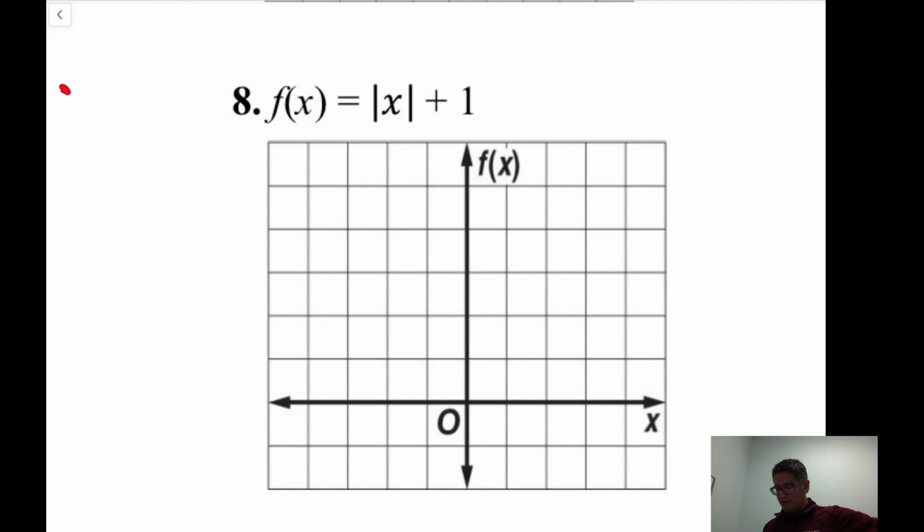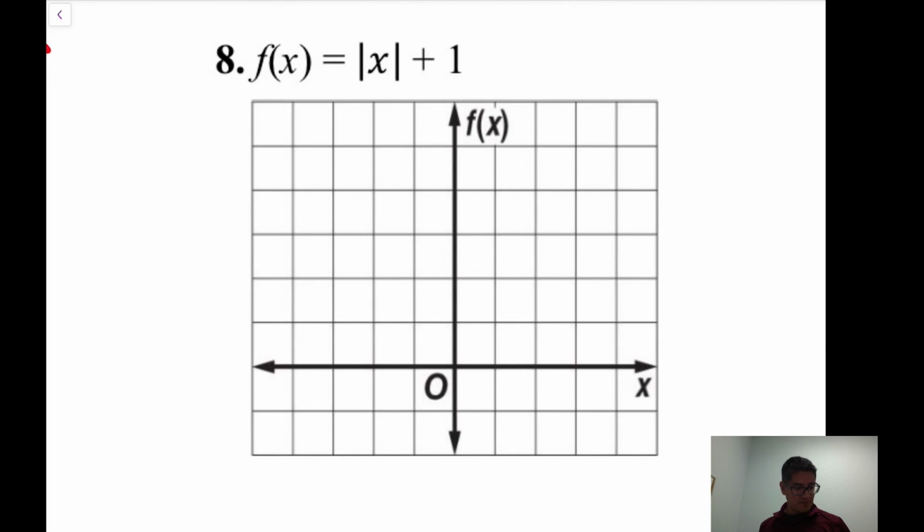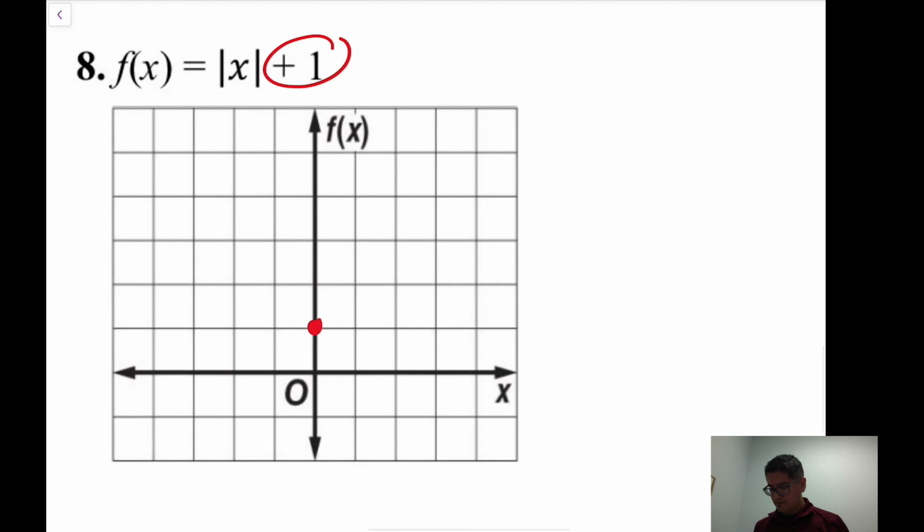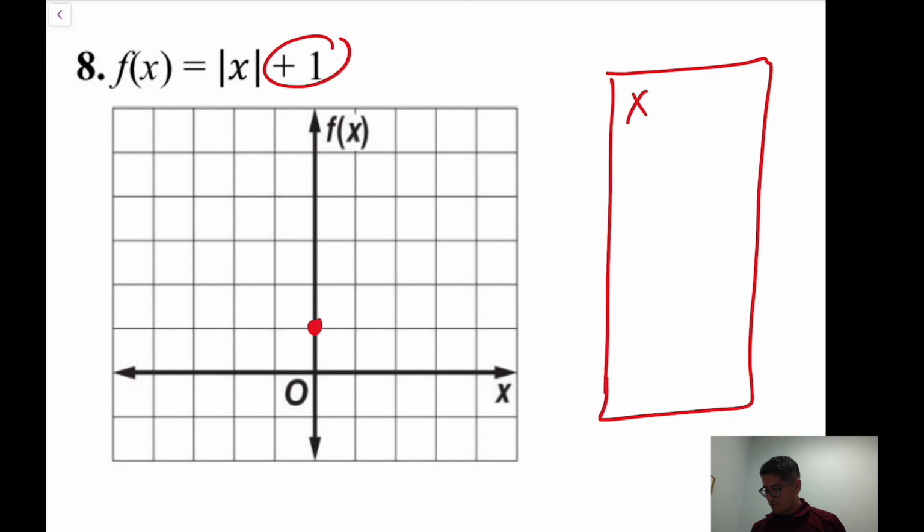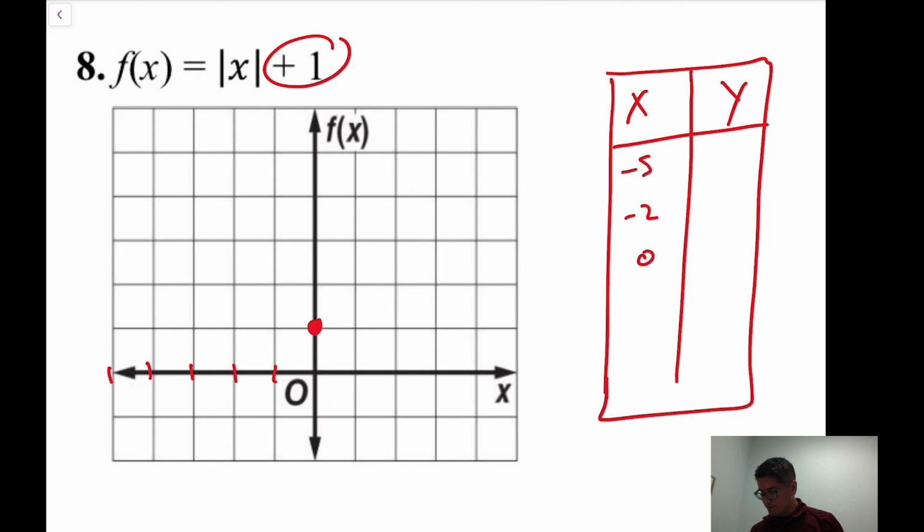Why don't I work out number 8 too for you? Let's do number 8. So again, I'm going to work this out like I do any other function. And this is my y-intercept. So I start off right here, and then I'm going to make a table of x and y's. I'm going to start off at, let's see, this is negative 1, 2, 3, 4, 5. Let's do negative 5, negative 2, 0, 2, and 5, just like I did on the last one.